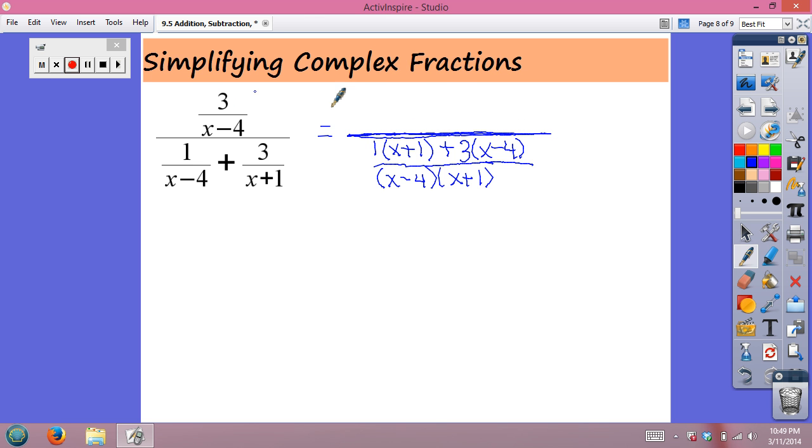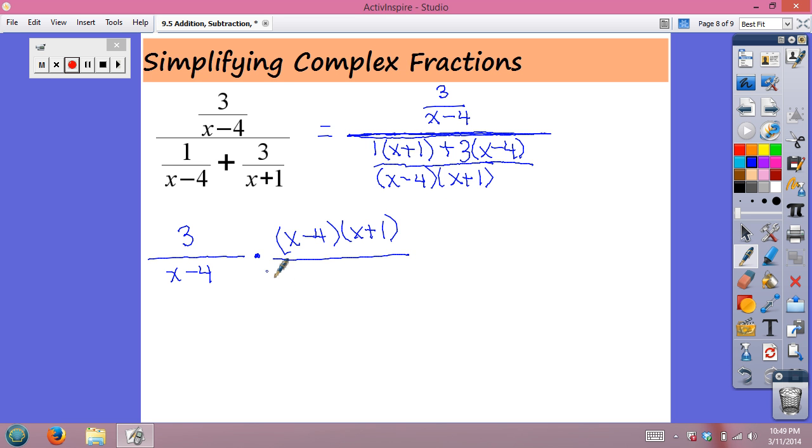So in the top, we still have 3 over x minus 4. No simplifying to be done there. So if you remember from previous lessons, we know that when we're dividing by a fraction, we need to multiply by its reciprocal. So we have 3 over x minus 4 times (x minus 4) times (x plus 1) all over, and we can simplify this to x plus 1 plus, distributing the 3, we have 3x minus 12.